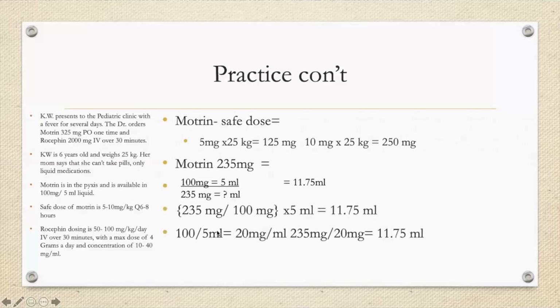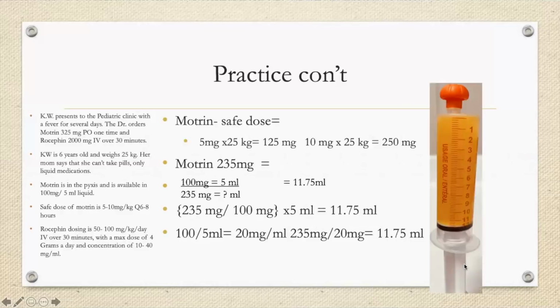Or those who just need to do it by mils. There's 100 milligrams per 5 milliliters. That means that each milliliter has 20 milligrams. Take 235, our dose, divided by 20 milligrams. It'll tell you you need 11.75 milliliters.